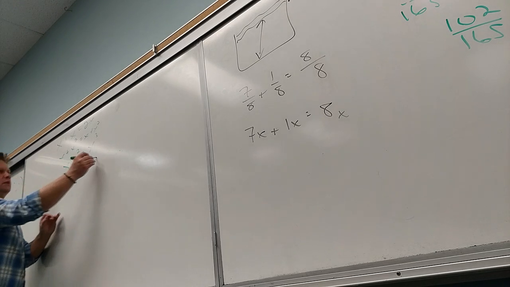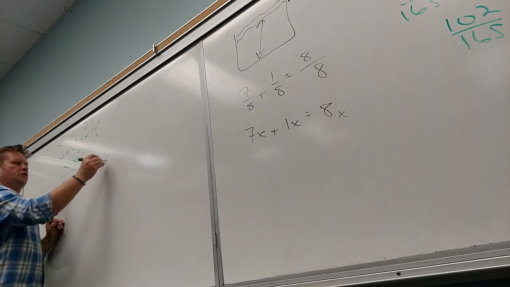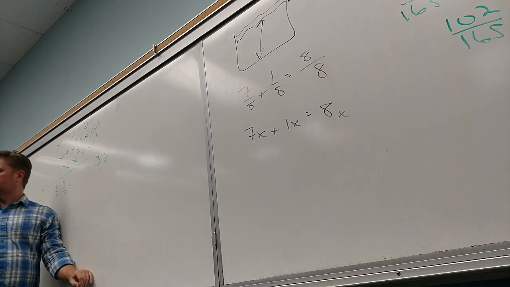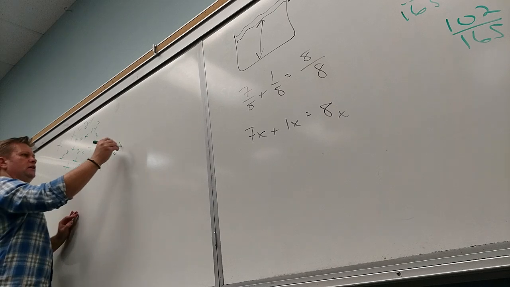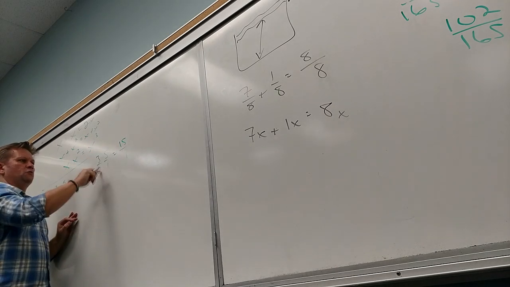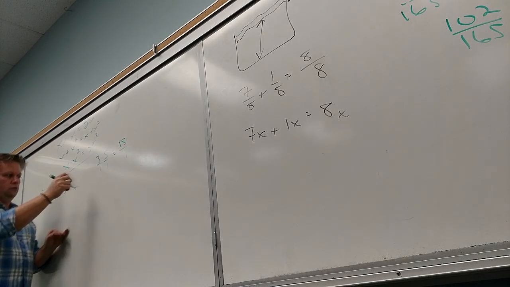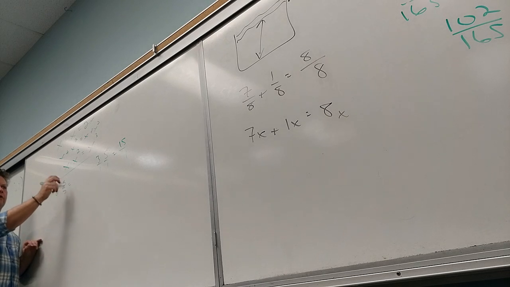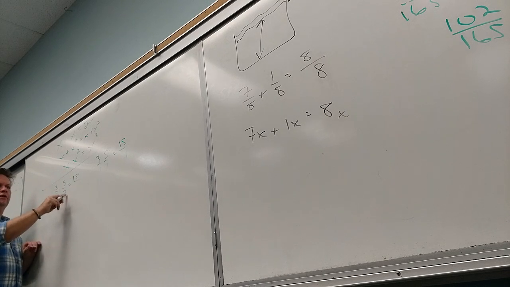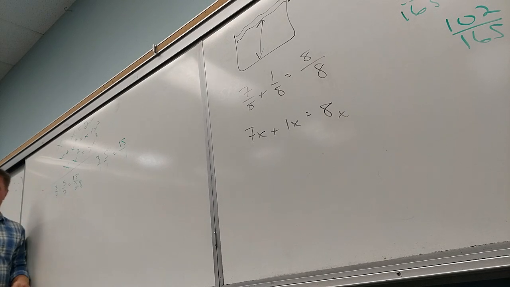Help me out here. What's 3 times 5? If I do this, does that change things? It's still 15 over 1. 3 times 5 is 15. 1 times 1 is 1. So that's how fractions work. 3 times 5 is 15. 4 times 7 is 28. There.